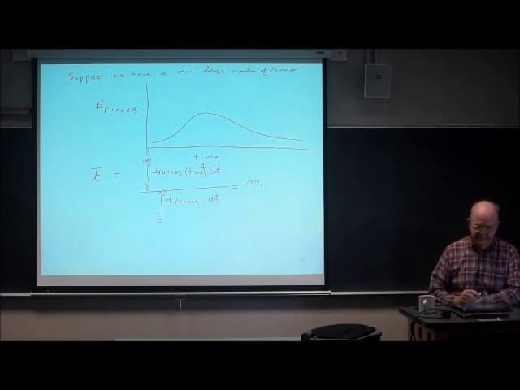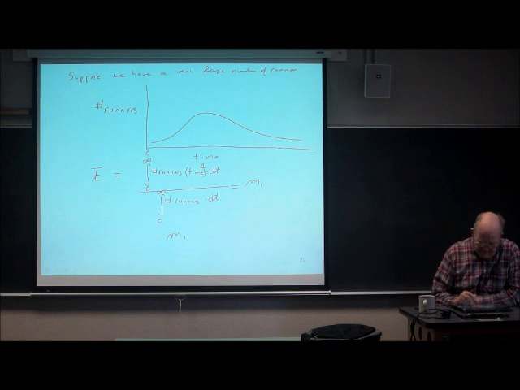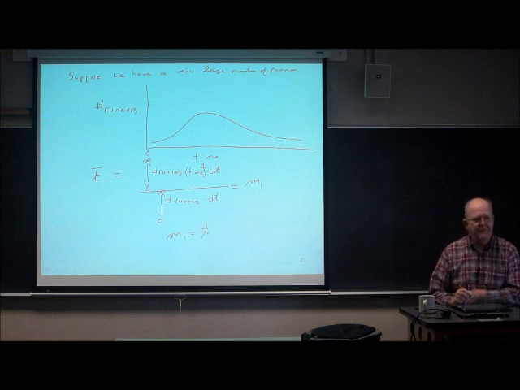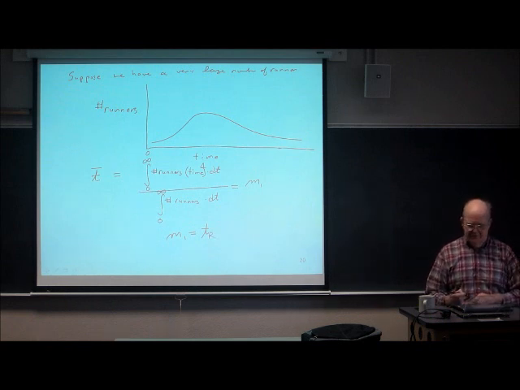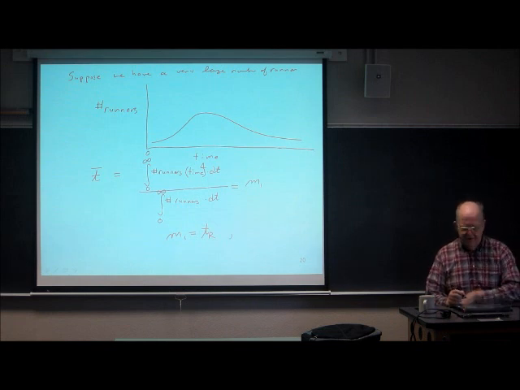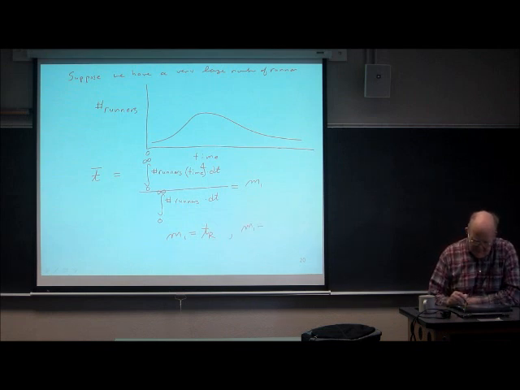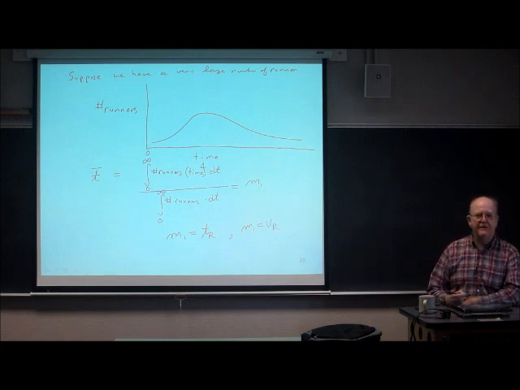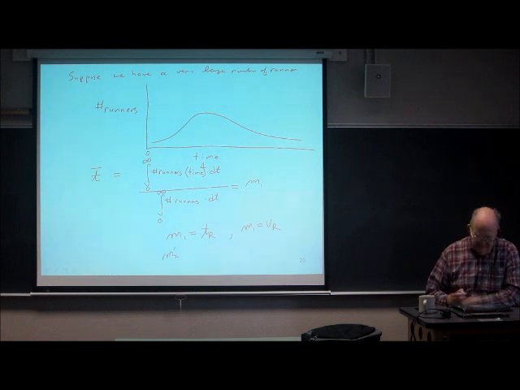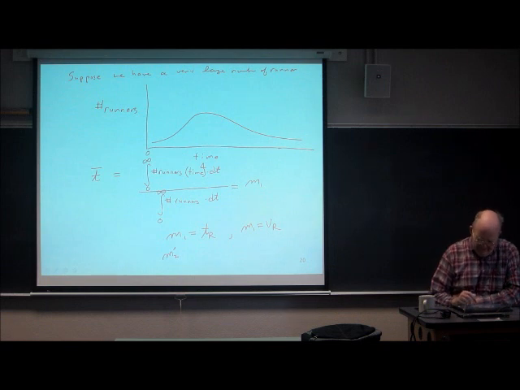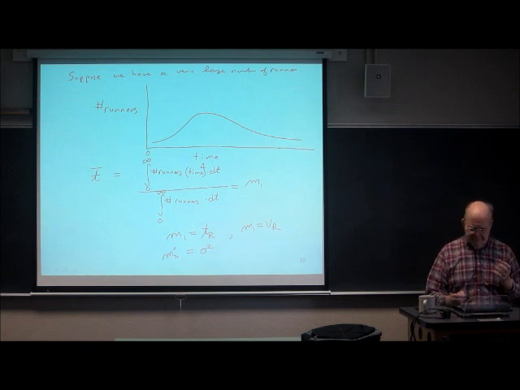Now, it turns out that for a perfectly Gaussian distribution, the first moment, if it was the distribution versus time, would be the retention time. If it were a distribution versus volume, then the first moment would be the retention volume. The second central moment is simply the sigma squared of the Gaussian peak. That's the characteristic of the Gaussian peak.